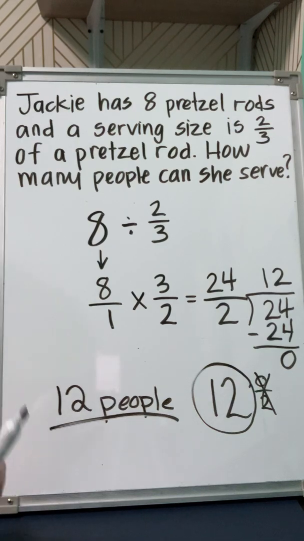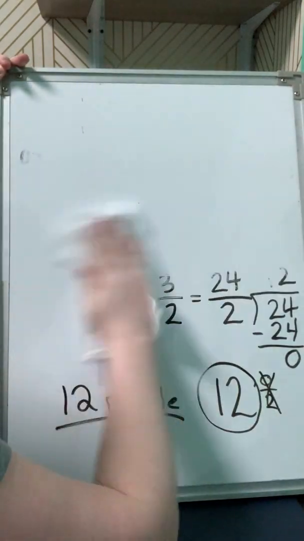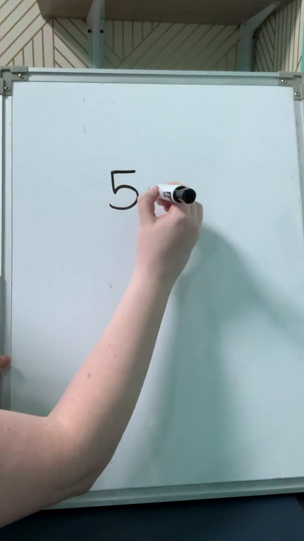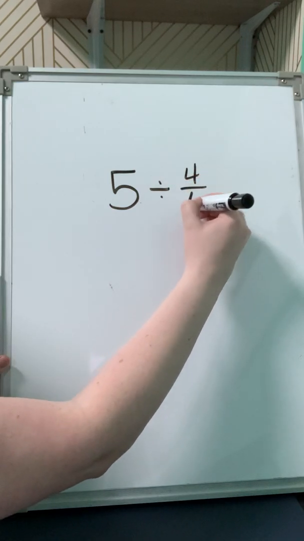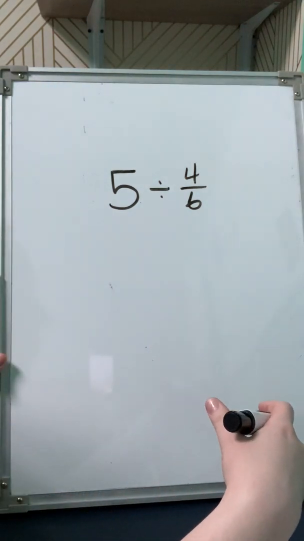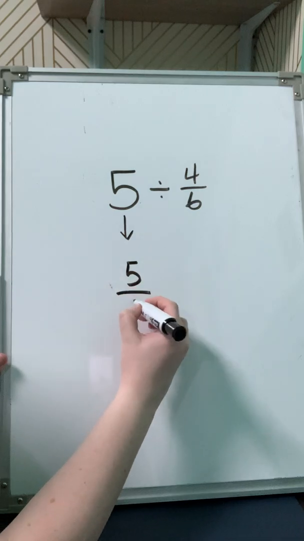So let me just do one more example while I have you, just in case you want to see another one. Okay. So now let's do something like 5 divided by 4/6. We have 5 of something, and we want to split it into sections that are 4/6. So we're going to turn our 5 into 5/1.